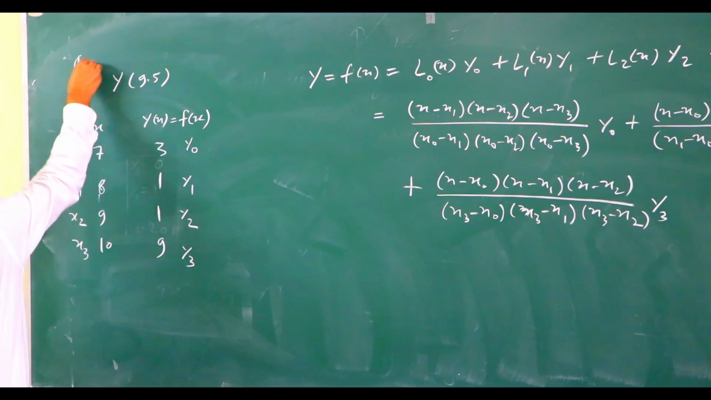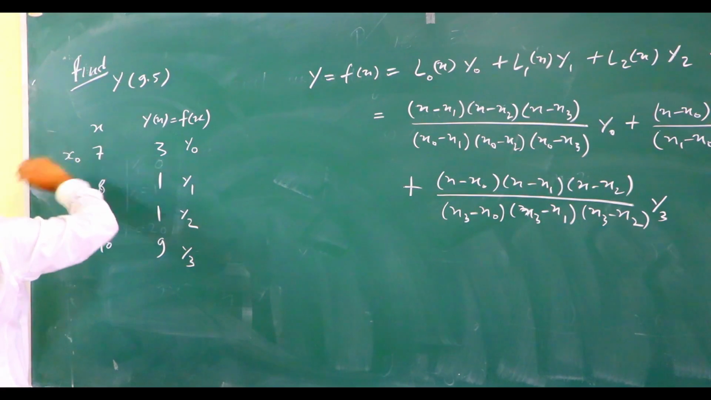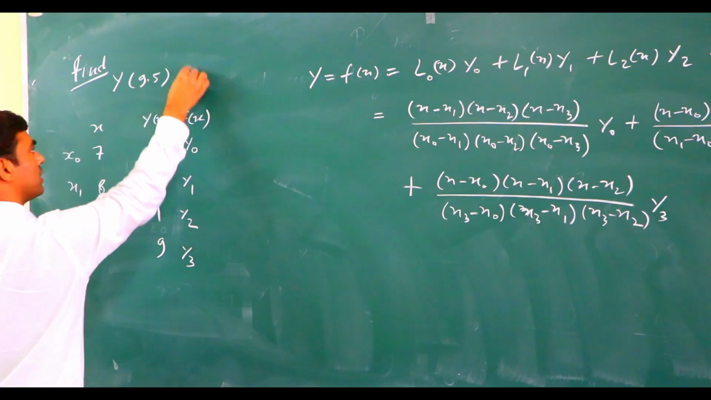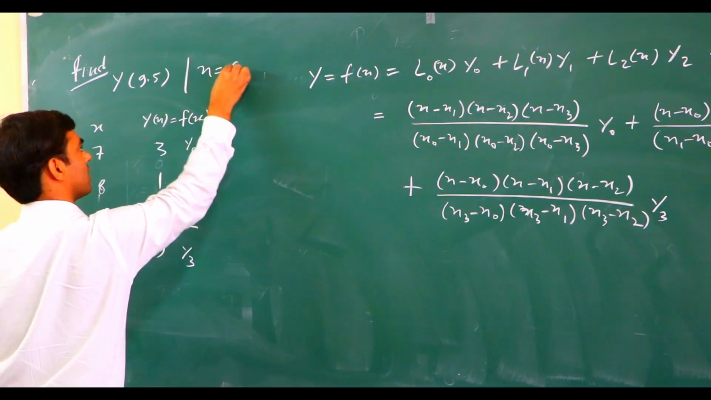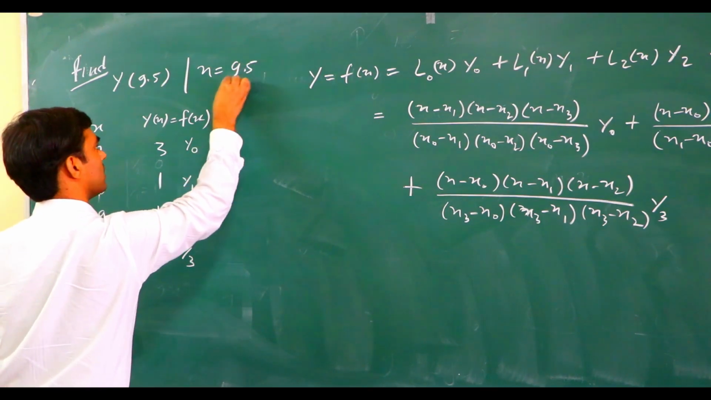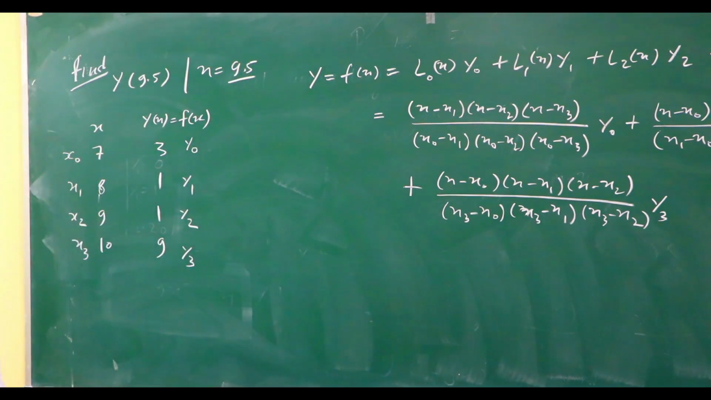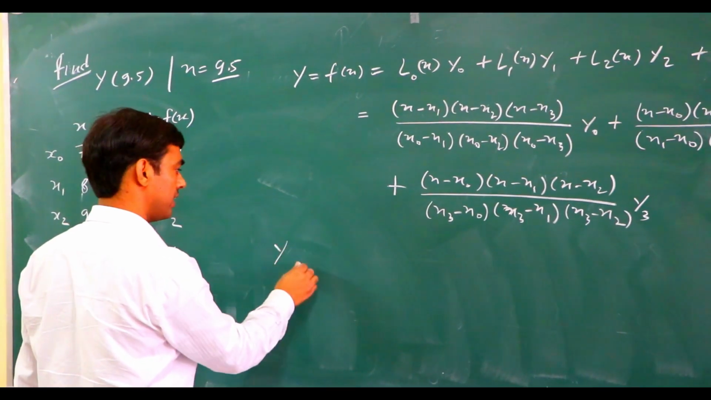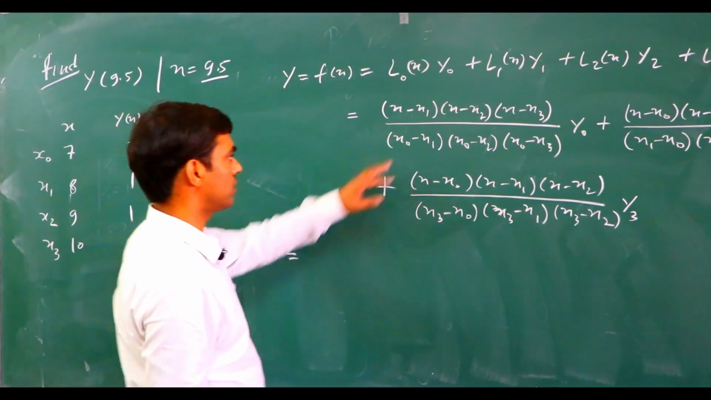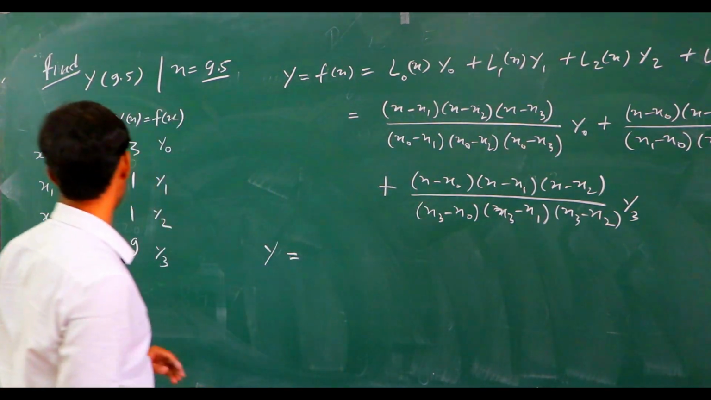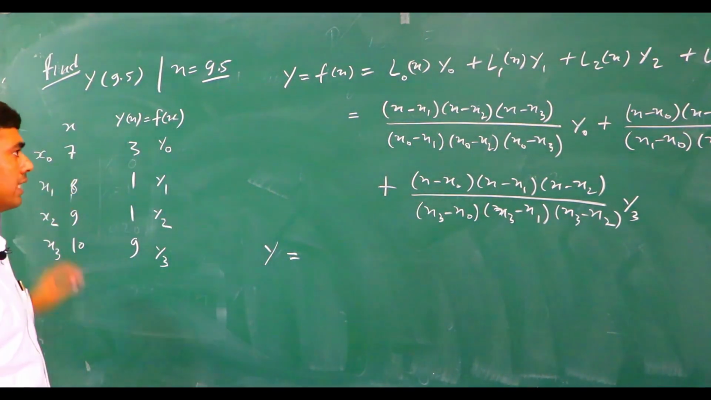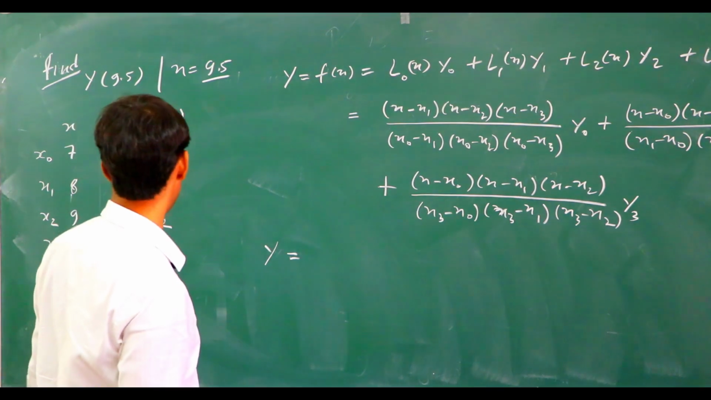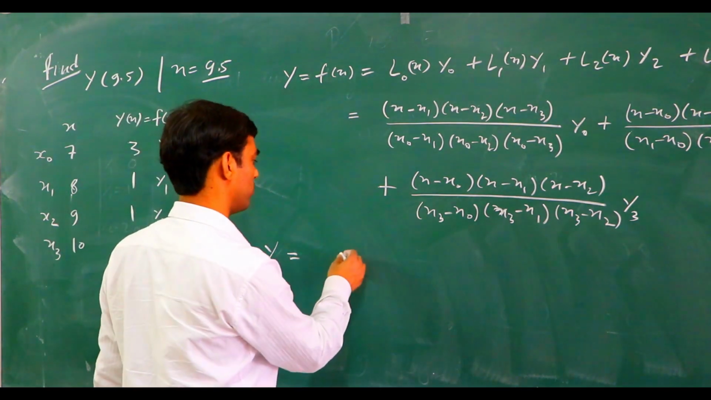So here we try to find what? Find the value of y at x = 9.5. What is the meaning of this one? x is 9.5. Now if we write here y equal what? Here just put the values of x1, x2 and x3. So 7, 8, 9, 10. This one is the value of x0, x1, x2 and x3.